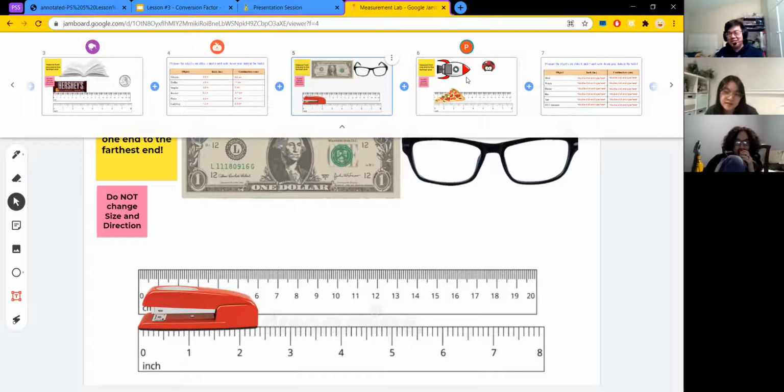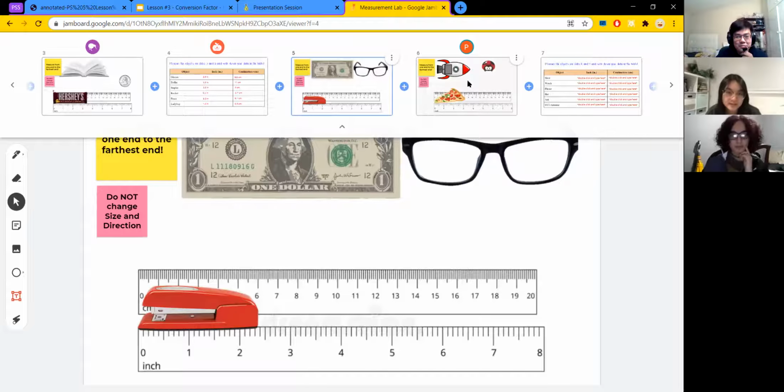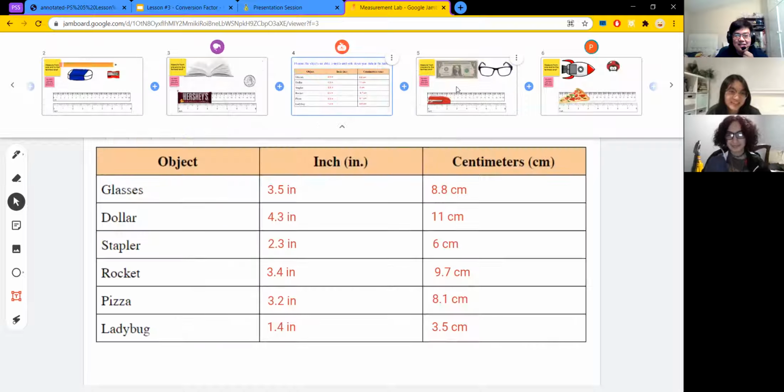So this is not drawn to scale. Yes, to scale. Just as an example, I should have put something else. Not drawn to scale.